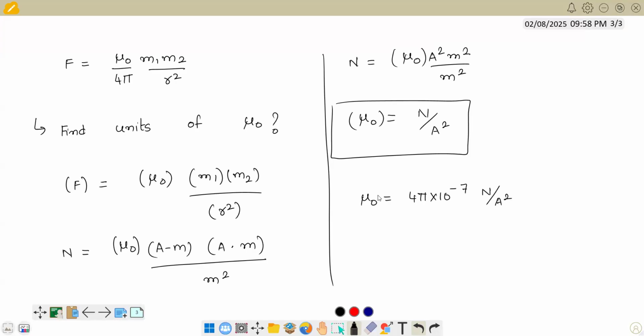Since you know the units of mu naught, what if I want the dimensional form of mu naught? We know Newton equals kg meter per second square, divided by ampere square. The dimensional form of kg is M, the dimensional form of meter is L. So we get M L T power minus 2 A power minus 2. This is the dimensional form of mu naught. Now let us solve one problem based on this.